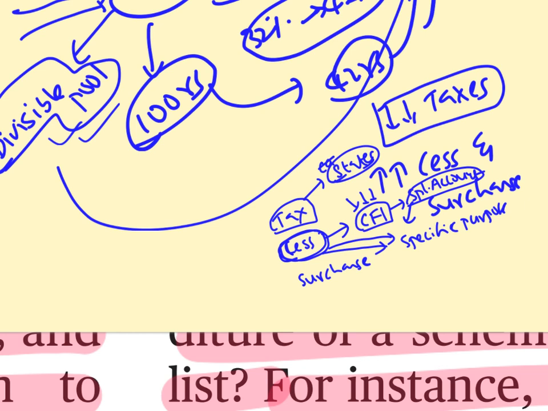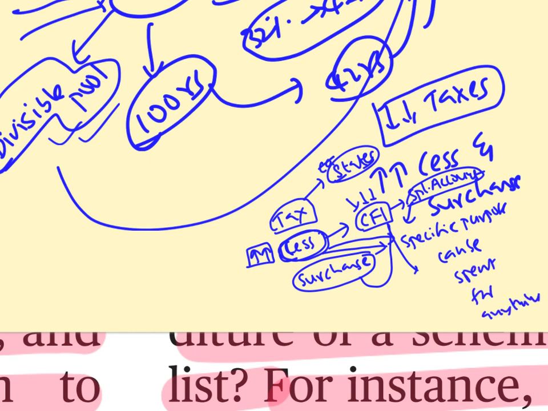Center has started smartly increasing the number of cesses and reduced the number of taxes. Regular tax income has come down. Income from cess has gone up. Surcharge is again another special type of tax. The money that the center gets from surcharge will go to Consolidated Fund of India. This money can be spent for anything.